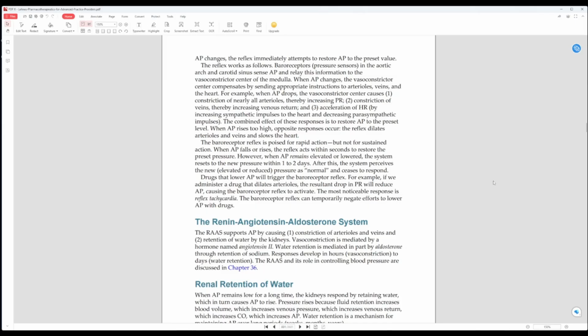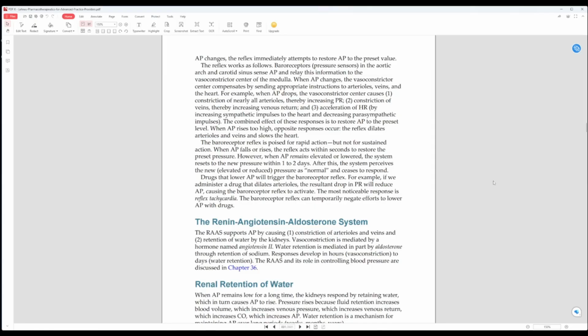When your arterial pressure rises too high, the opposite responses occur. The reflex dilates arterioles and veins and slows the heart rate. The baroreceptor reflex is poised for rapid action, but not for sustained action. When your arterial pressure falls or rises, the reflex acts within seconds to restore the preset pressure. However, when your arterial pressure remains elevated or lowered, the system resets to the new pressure within 1 to 2 days. After this, the system perceives the new elevated or reduced pressure as normal and ceases to respond.